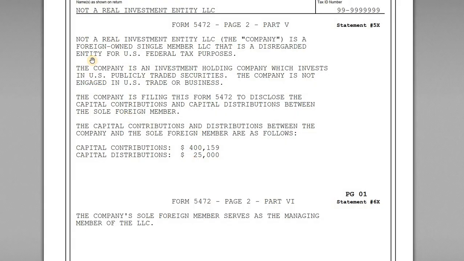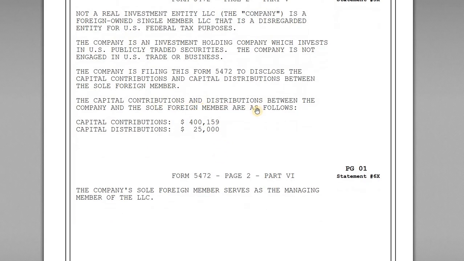So we can see here, statement, we've included this following narrative here, right? Not a real investment entity LLC. The company is a foreign-owned single-member LLC that is a disregarded entity. The company is an investment holding company which invests in U.S. publicly traded securities. The company is not engaged in U.S. trade or business. The company is filing this to disclose the capital contributions and distributions between the company and the sole foreign member, as follows. And so we've got our contributions of $400,159 and the distributions of $25K.